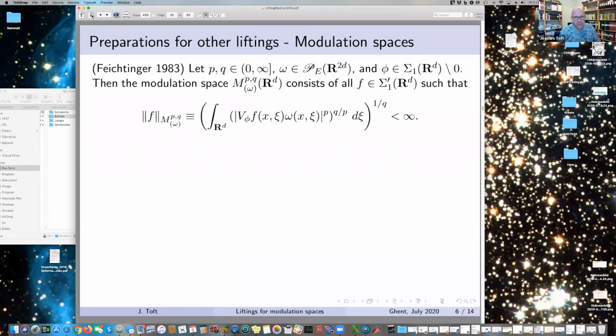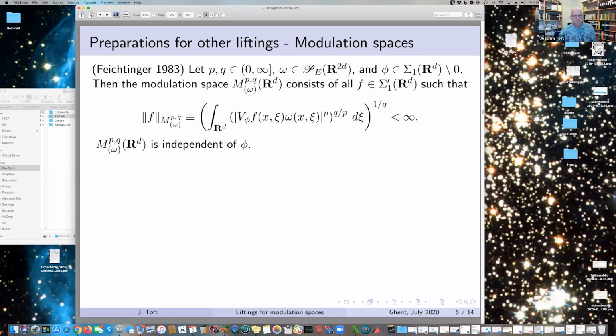Okay, now we come to modulation spaces. These were introduced by Feichtinger in 1983, and they consist of all f in Sigma_1 prime such that this kind of norm we have here is bounded. And phi here is a fixed so-called window function, and it should be in this Sigma_1, but it's not allowed to be 0 here, because then we have just 0 here. What is important is that these spaces are independent of the choice of window function phi.